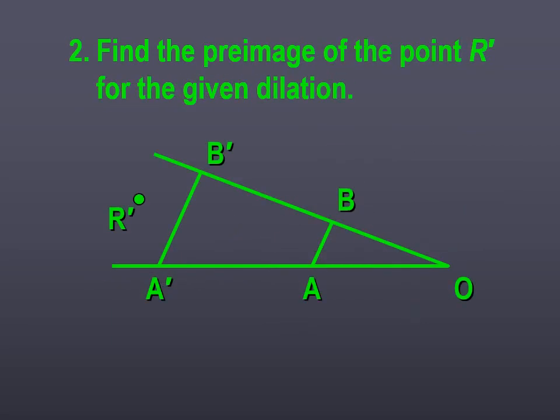All right, now we are given the image, R prime, and we want to figure out where R is. Where is the preimage? Again, we're in relation to O, our fixed point. Where's R prime? Then look at R prime to A prime, look at that distance, and we're going to use A to gauge where our R should be.